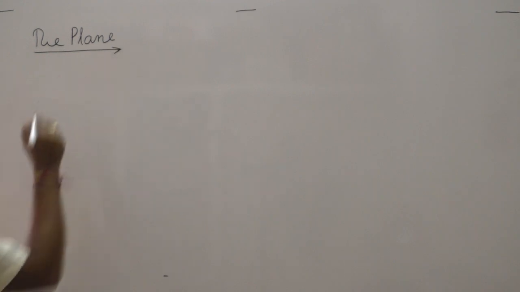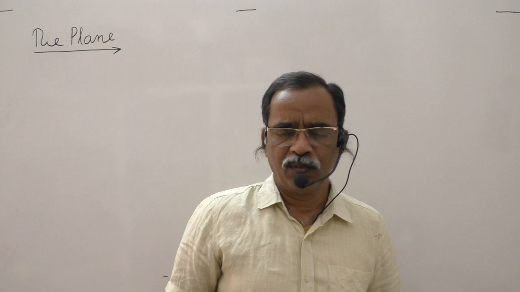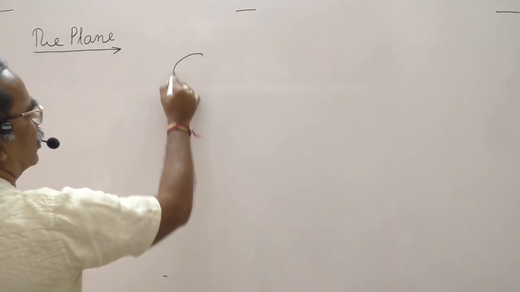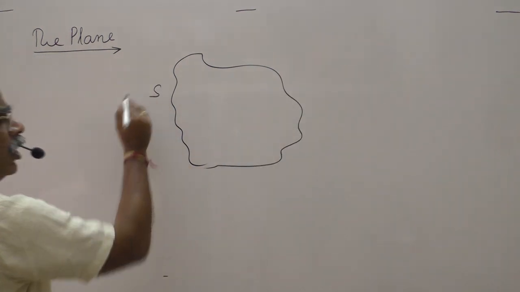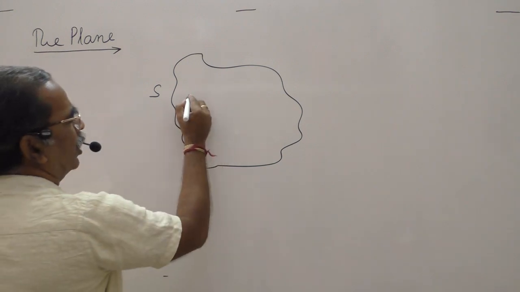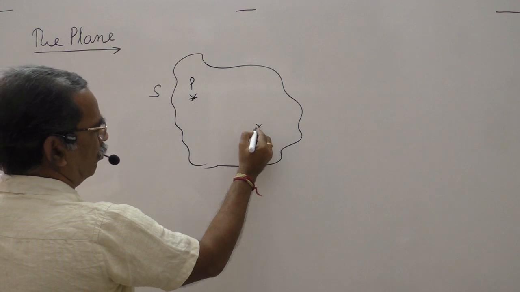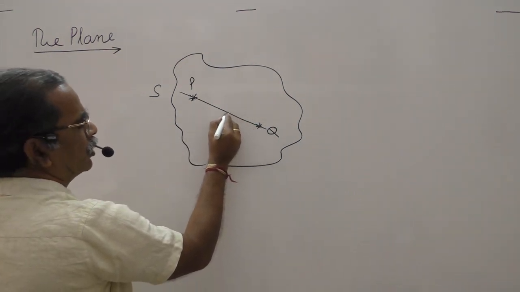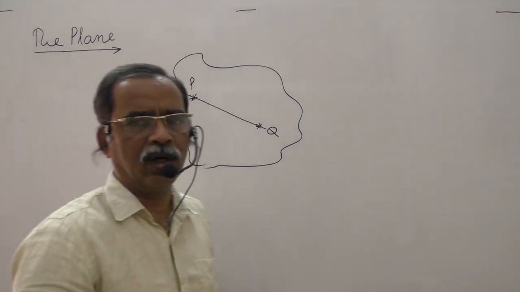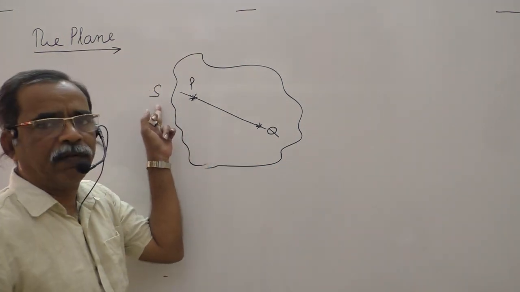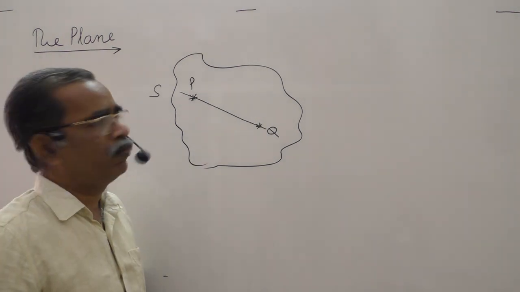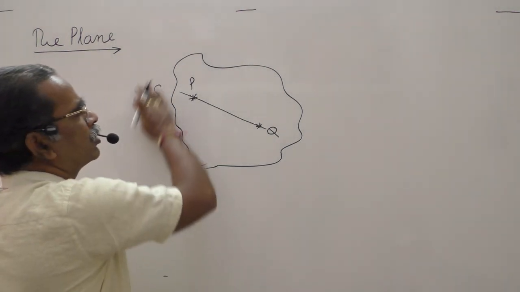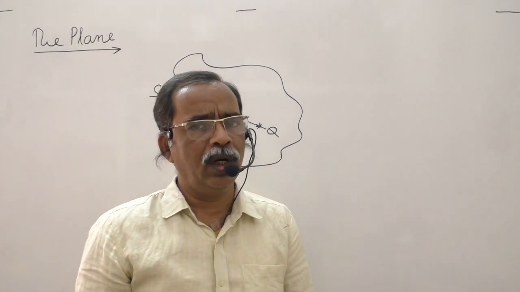The plane. What is a plane? Very simple, I will tell the definition. Suppose capital S is a surface, it can be any surface. For any two points on the surface, if you join these two, and all the points on the line segment PQ lie on S, that is, if every point on the line segment PQ belongs to S, then this surface is called a plane. Otherwise, it is only a surface.